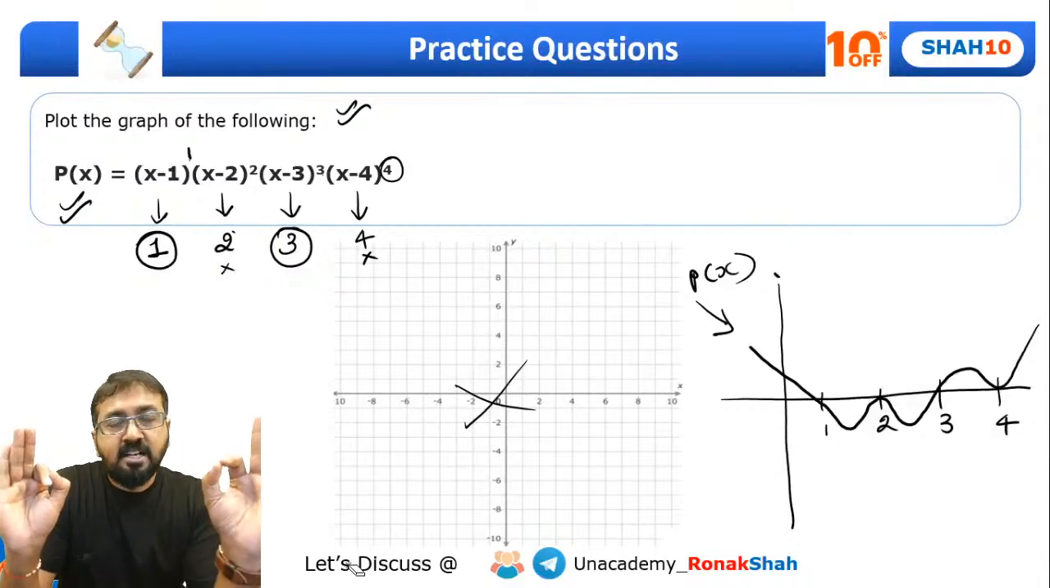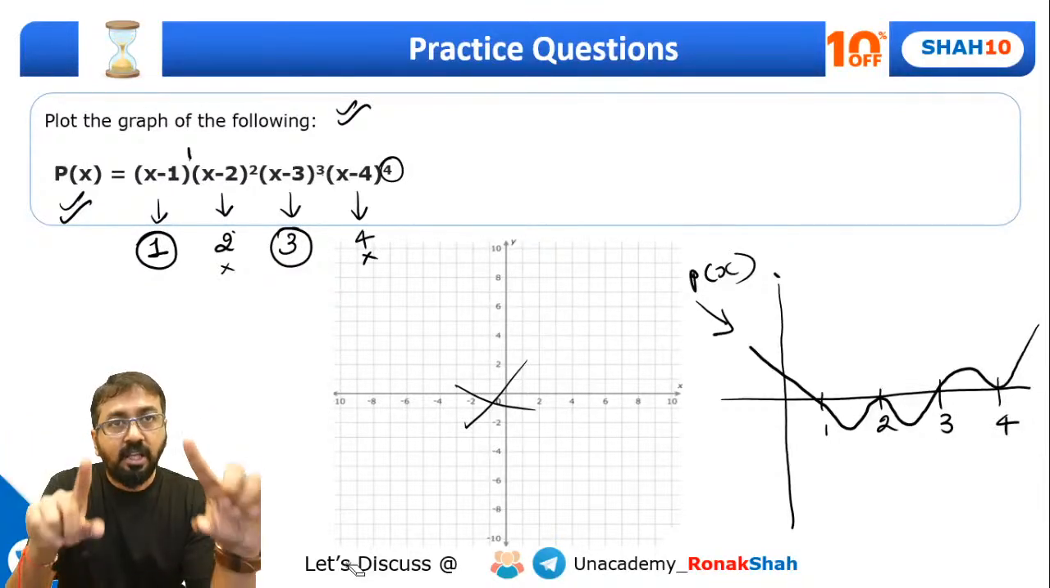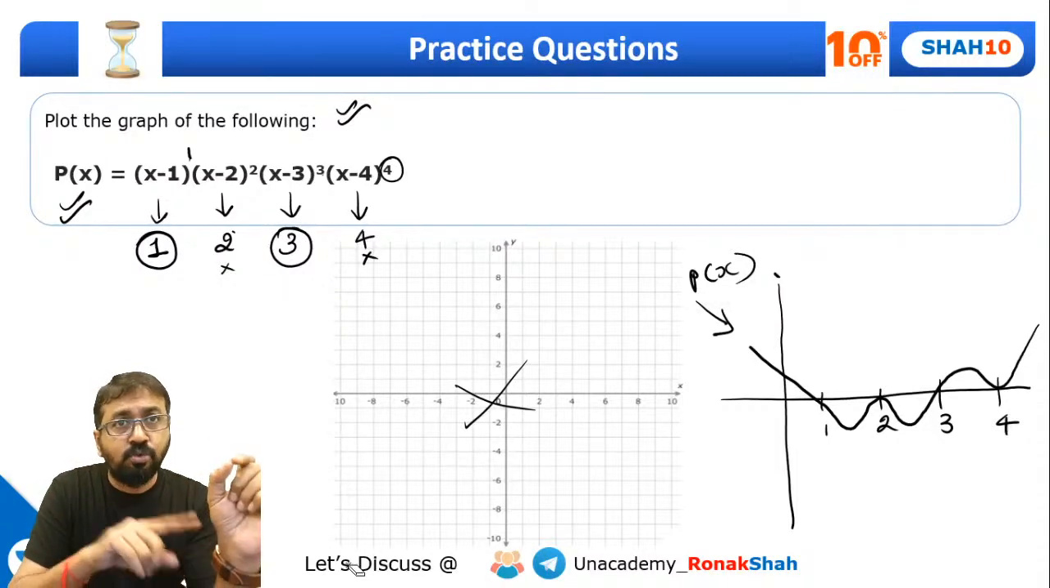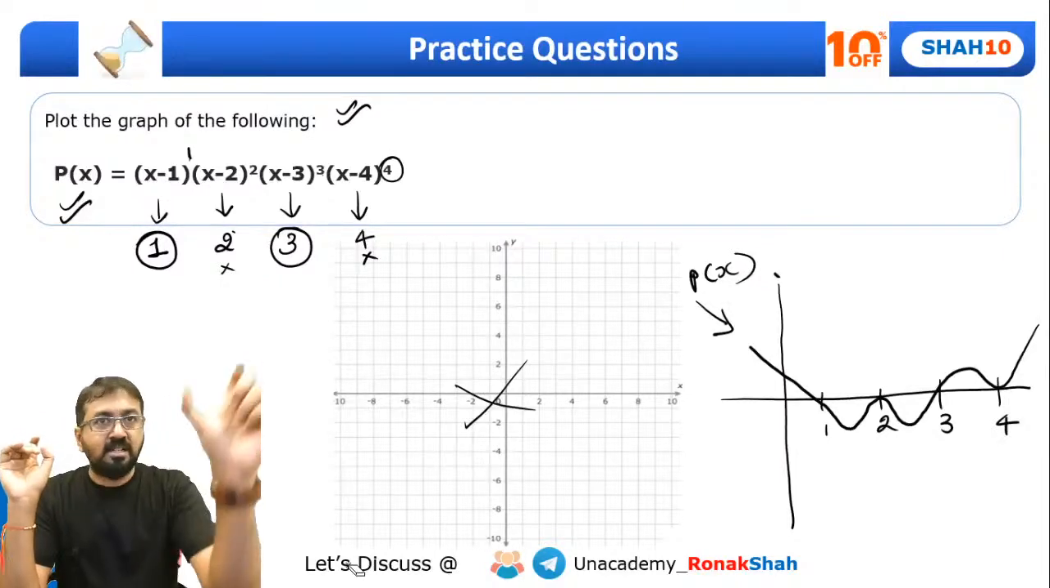सबको ये समझ में आया? The graph changes the sign at the roots if the factor producing that root has odd power. रूट हमेशा फैक्टर से आता है.